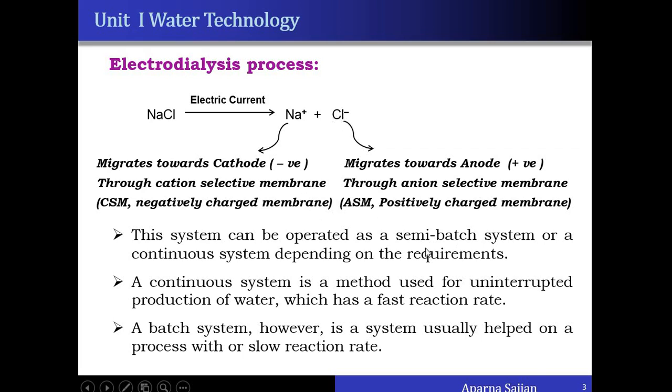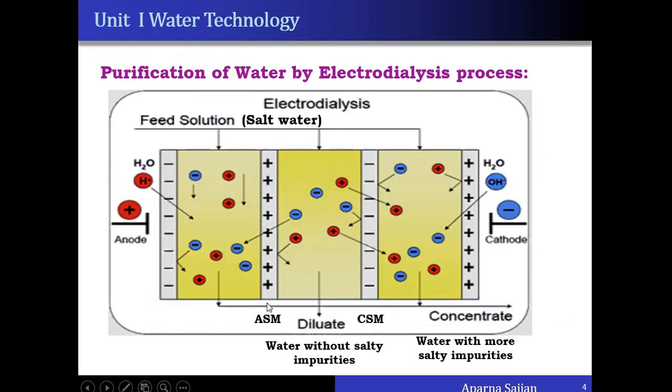The electrodialysis process can be done in a semi-batch system which has a slow reaction rate, and there is no continuous production of pure water. And in the other continuous system, we have fast reaction rate and there is uninterrupted production of water. So diagrammatically, it is shown here.